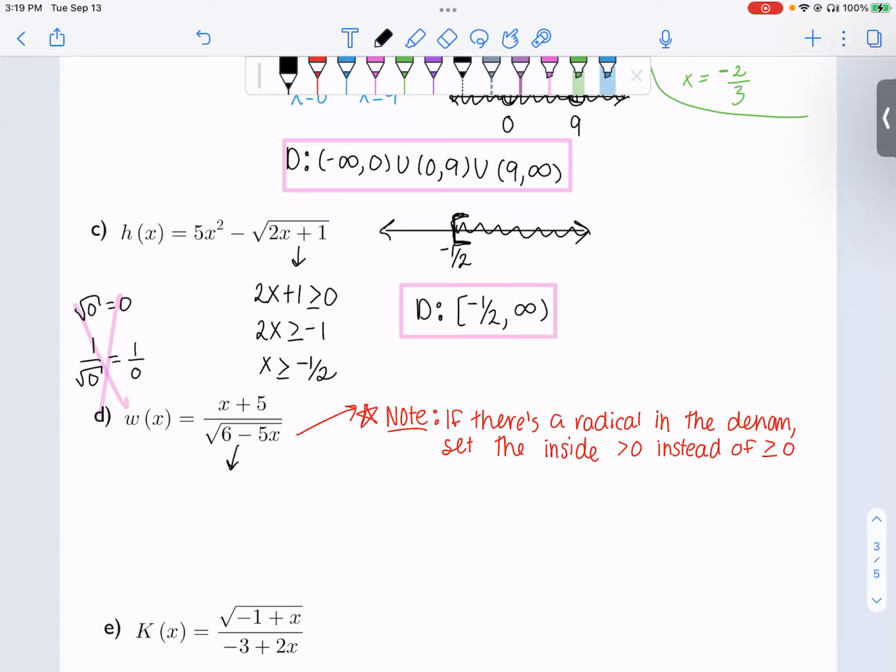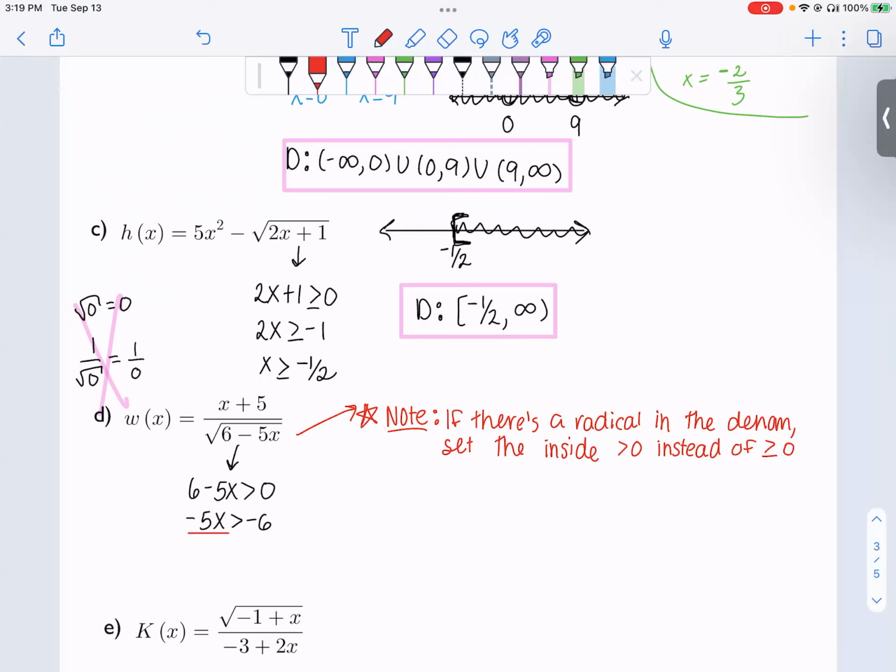So I'm taking 6 minus 5x, and I am setting it strictly greater than 0 because I don't want the inside to be equal to 0. I need it to be greater than 0. I'm subtracting 6 on both sides, so I have negative 5x is greater than negative 6.